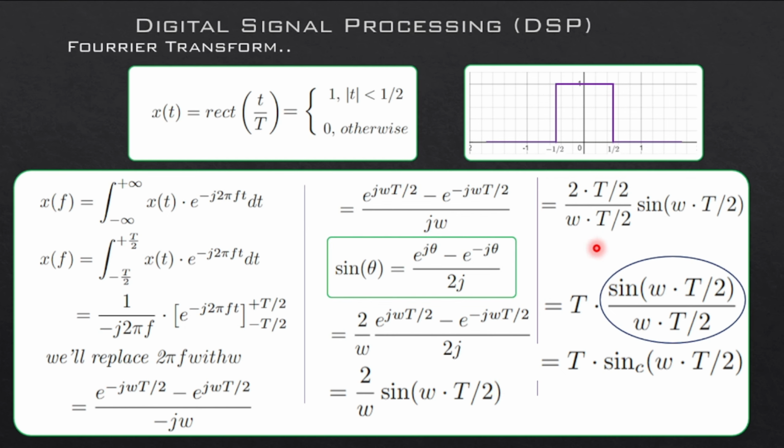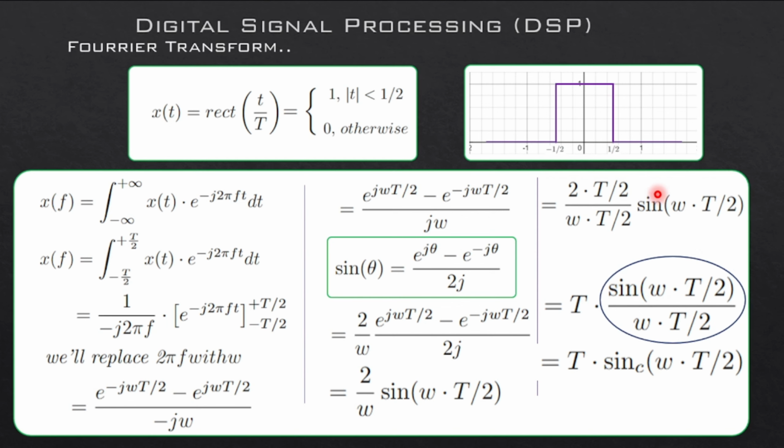Great. Right now we need to reshape it in the form of the cardinal sine, which is sine alpha over alpha. This is the form of the cardinal sinusoid. We already have omega in the denominator, so we need to multiply it by T over 2, and multiply the numerator also by T over 2, so that we won't change the value. So right now you get 2 times T over 2 divided by omega T over 2, times sine omega T over 2.